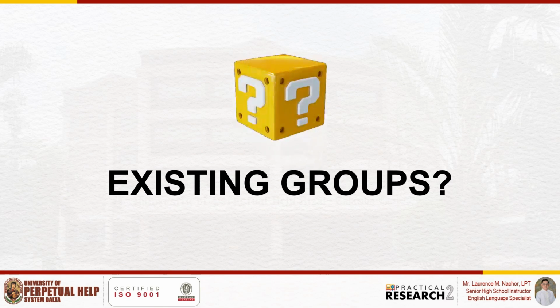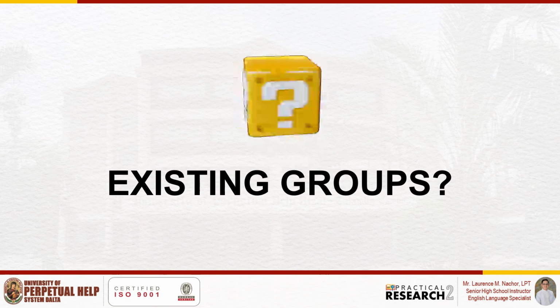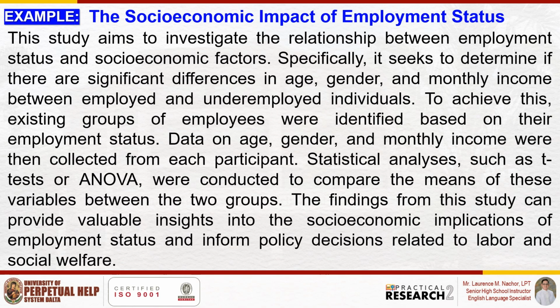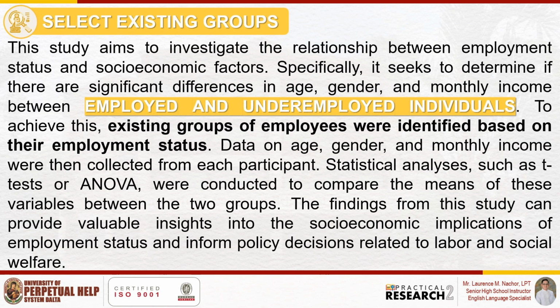Now, what about the existing groups? Okay, existing groups. So the existing groups are employed and underemployed individuals. So here are the employees based on their employment status. Employed or underemployed. So existing groups of employees were identified based on their employment status as stated here.